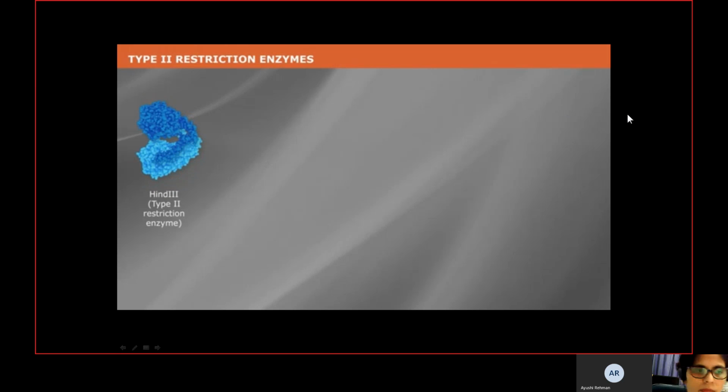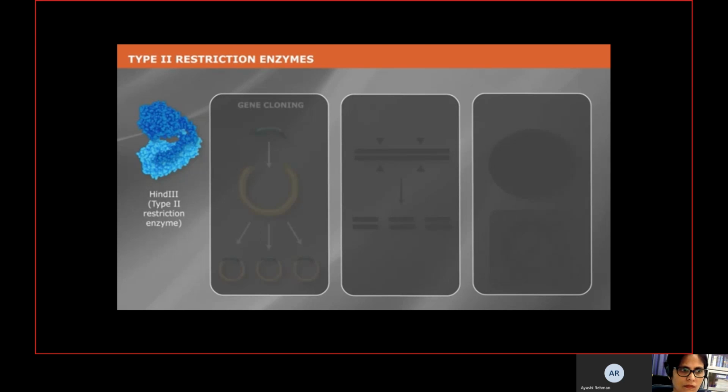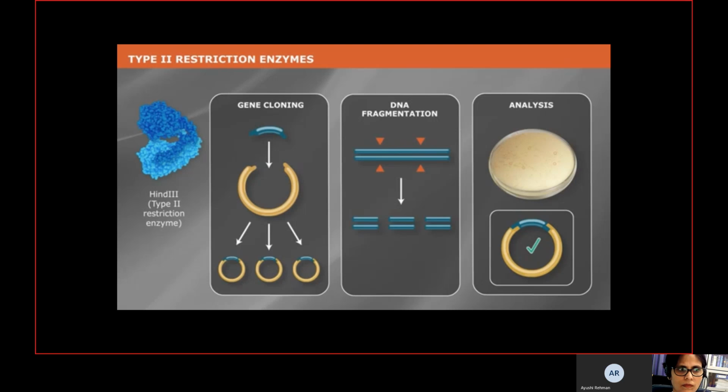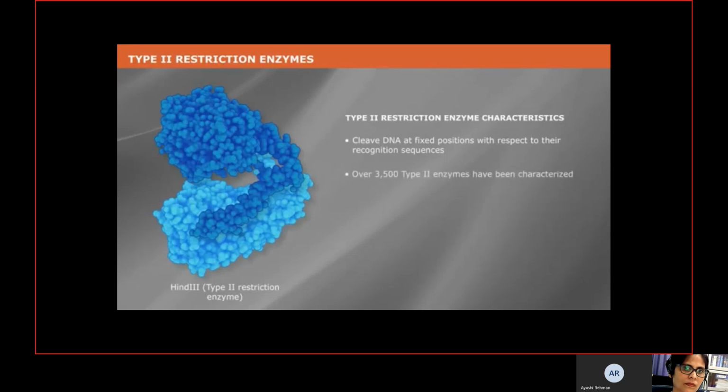Type 2 restriction enzymes are the kind used for most molecular biology applications, such as gene cloning, DNA fragmentation, and analysis. They cleave DNA at fixed positions with respect to their recognition sequences. Over 3,500 type II enzymes have been characterized, recognizing over 350 different DNA sequences.